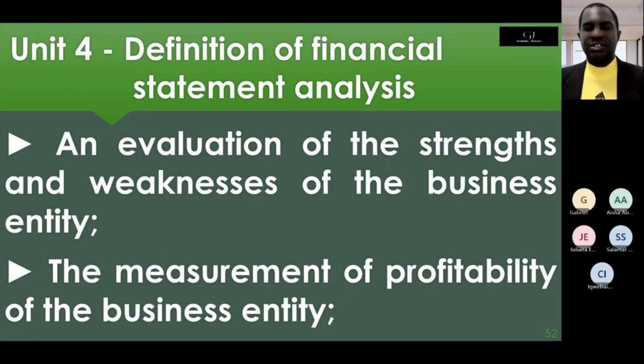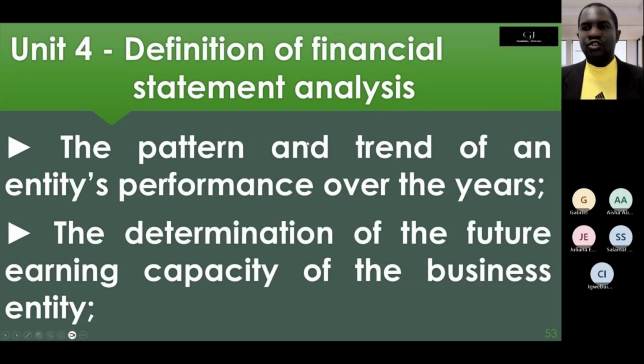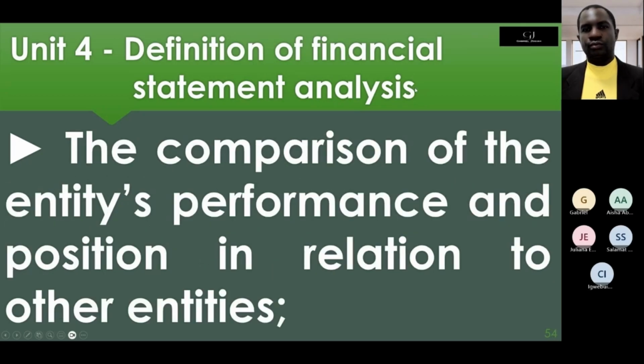Then the measure of profitability, how are they performing? Profitability, the performance of the business entity, is part of our evaluation. And we look at the pattern and trend, which we normally call trend analysis in our reporting, of an entity's performance over the years. What have they done in the last 5 years, in the last 3 years? Most of the examiners' exhibits will come with a 3-year financial statement summary. You are supposed to do the analysis and the determination of the future earning capacity of the business entity. So when you look at their past, you'll be able to determine the future also.